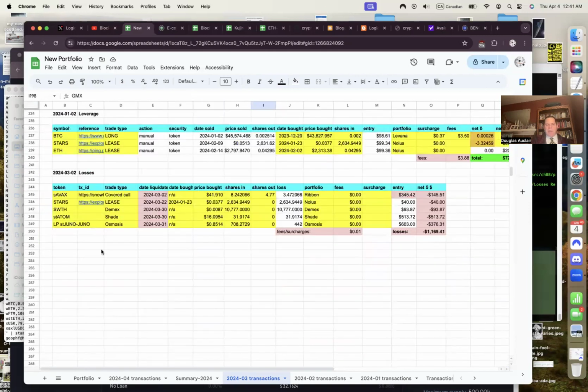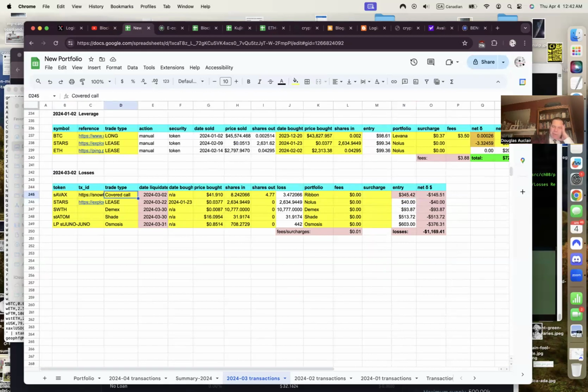And then any losses that occur. For example, when the STARS price snapped down, my STARS lease got liquidated. Boom. So I record it here. And I record how much I leased and then how much I got out of it, which was zero. It was a complete liquidation. And how much I lost, $40. Not a bad hit.